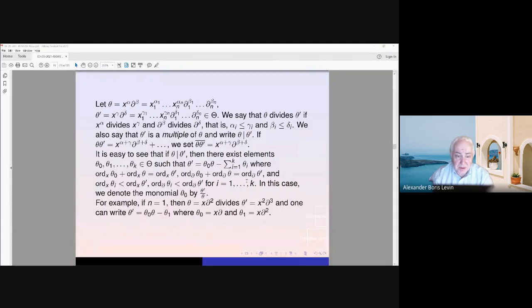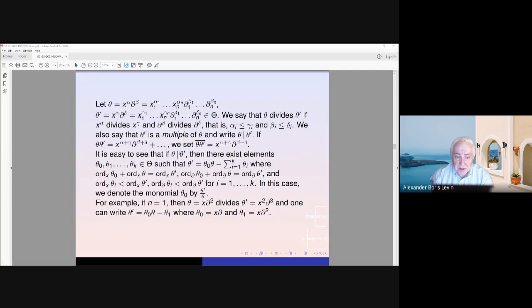Now, remember that we don't have commutativity, so elements do not commute. And therefore, when you write theta prime, imagine you have this monomial and you multiply by this one. If you want to write the answer in the same form, so x's go first and then d's, you cannot just switch them. You have this product plus some terms of smaller degree, of smaller order. In this case, this part is denoted by theta prime with a bar. So it's like the main part of the product. The product contains some other terms with lower degrees.